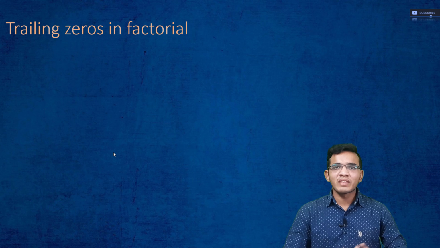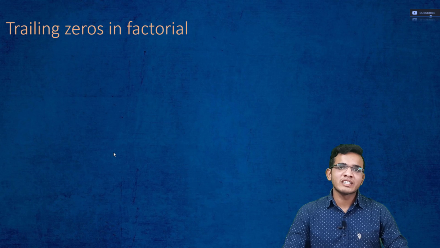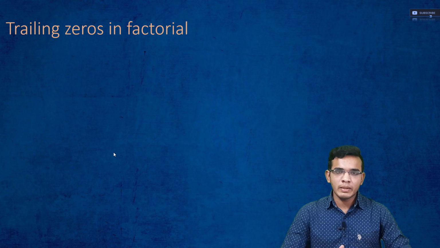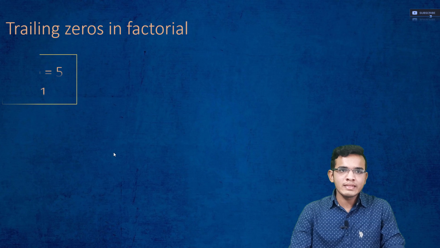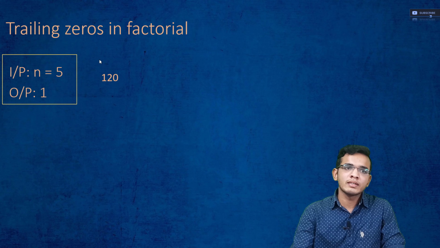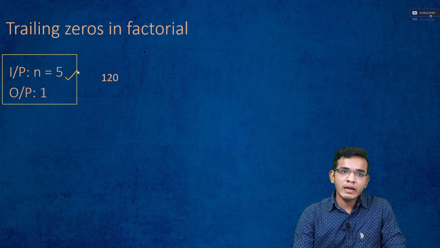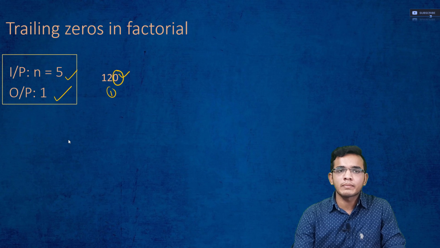Let's now consider one of the applications of the factorial program, which is nothing but calculating the number of trailing zeros in a factorial of a number. So let's see the input conditions here. If my n value is 5, my factorial is 120, and the number of trailing zeros is 1. So my output would be 1.